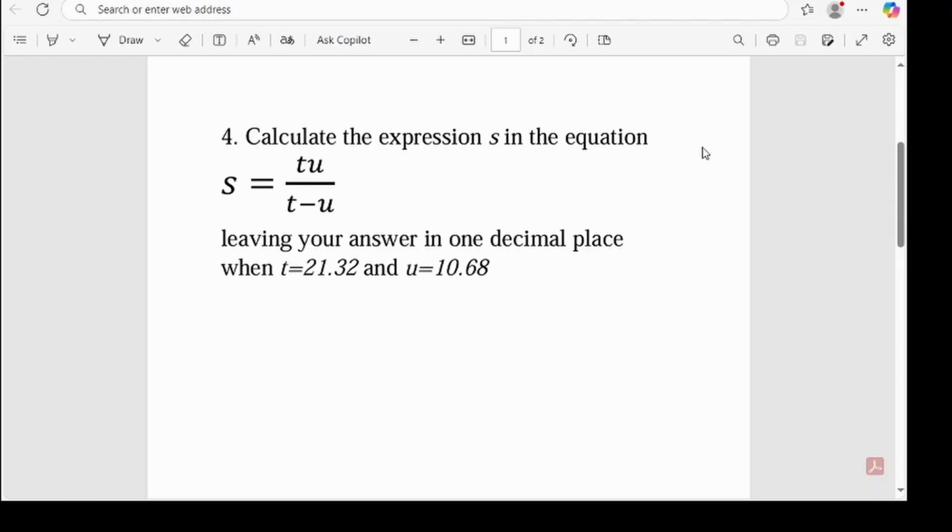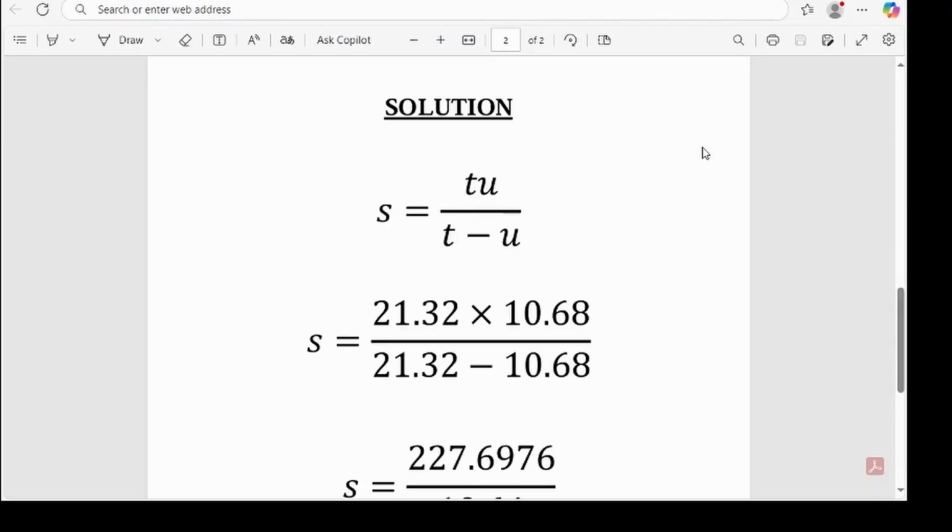So the question is asking us to calculate the expression s in the equation s equals the fraction tu over t minus u, leaving your answer in one decimal place when t equals 21.32 and u equals 10.68. Let's delve into the solution for it.